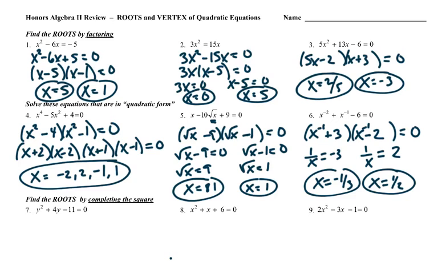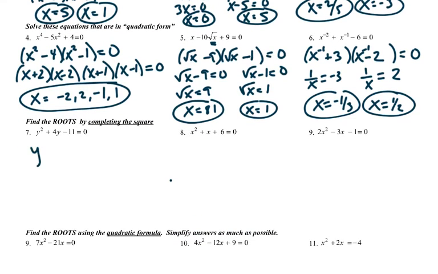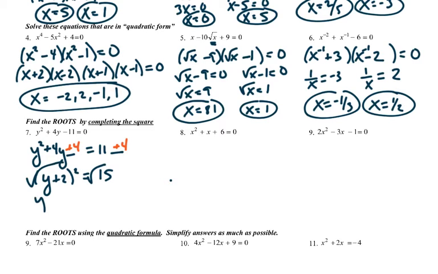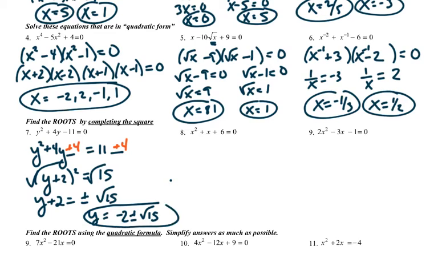When we do completing the square, that's when we make sure the leading coefficient is 1, leave a blank on both sides. Half the middle number squared here is 4, so you're going to add 4 to both sides. Factor the left-hand side, y plus 2 squared is equal to 15, square root, so y plus 2 is plus or minus root 15, and if I finally move that to the other side, negative 2 plus or minus root 15.